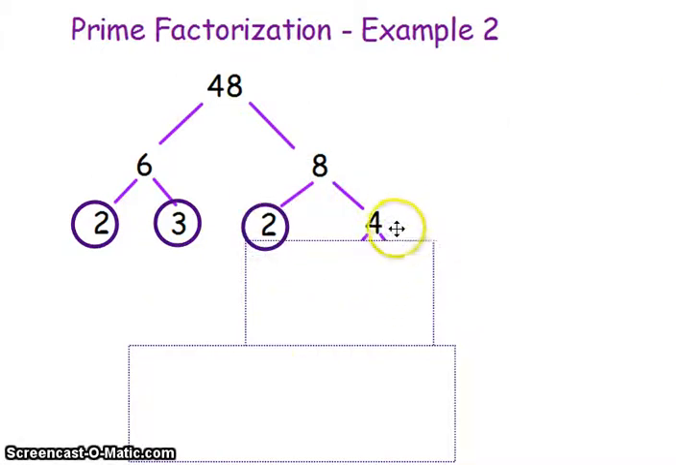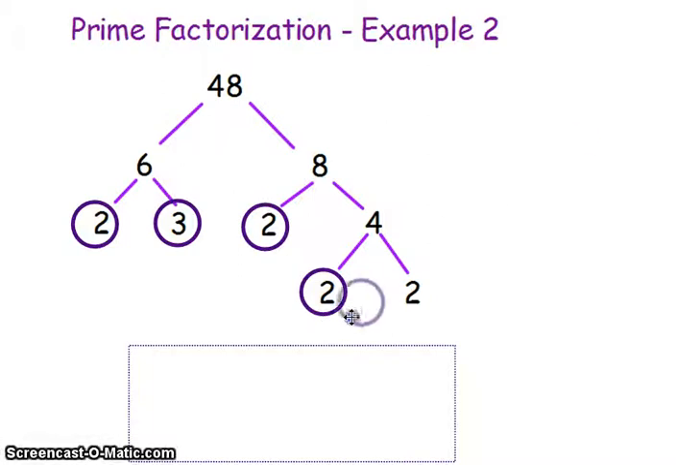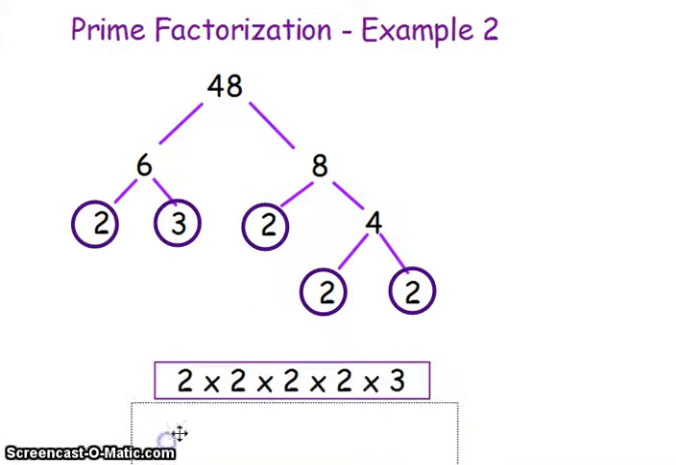And now we're going to look at the number 4. What two numbers multiply together to get 4? 2 times 2. So we've got circles around all the numbers at the bottom, which means this is our prime factorization. And these are all prime numbers. So to write it as a prime factorization, we write 2 times 2 times 2 times 2 times 3.